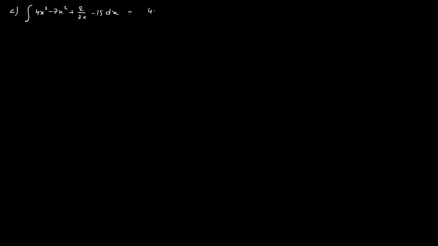We say, okay, that's 4x to the power of 4 over 4 minus 7x to the power of 3 over 3. And then we hit something. We hit the integral of 2 over 3 times 1 over x, right? I just brought it out. And then you say minus 15x and all of that plus c, some kind of constant. Okay, so why didn't I just do the same rule over here? I want you to think about it.